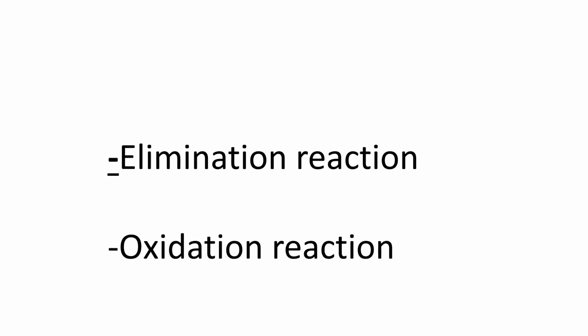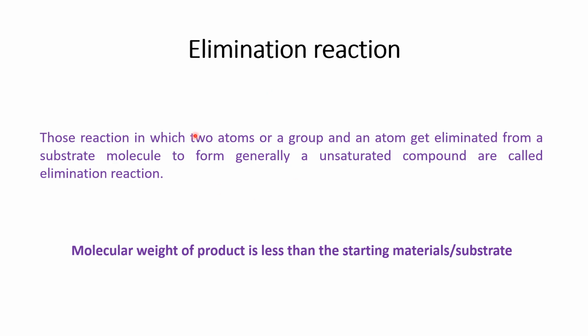Elimination reactions are nothing but the reverse of addition reaction. So we have to eliminate the groups or functional groups attached to adjacent carbon atoms. As a result, the resultant product will be an alkene. So elimination reactions are those in which two atoms or groups of atoms get eliminated from a substrate molecule to form generally an unsaturated compound. That's why I told you alkene. Molecular weight of the product is less than the starting material or substrate.